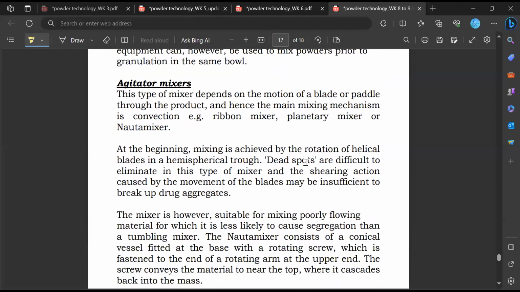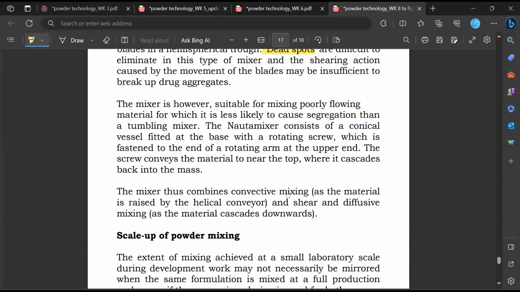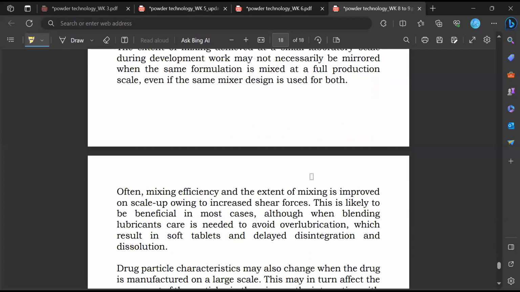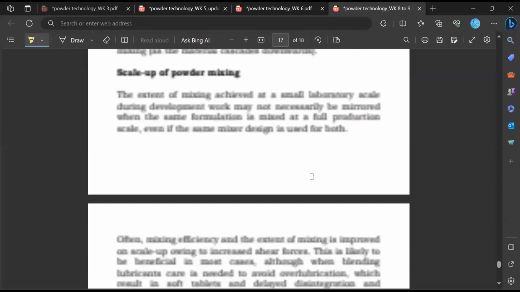And usually there are dead spots in these agitator mixers. That is one of the limitations. And I think that's it.